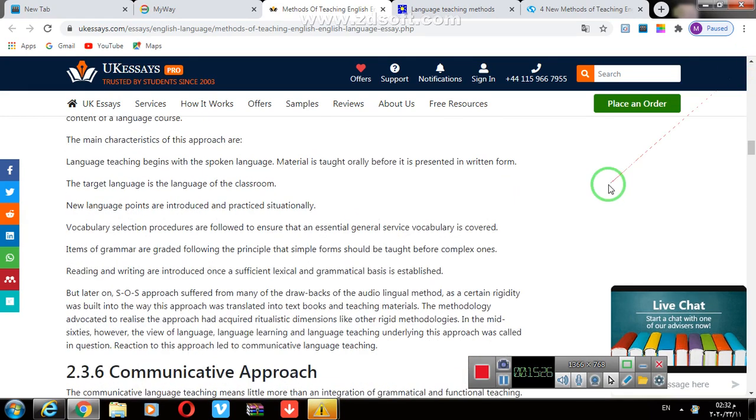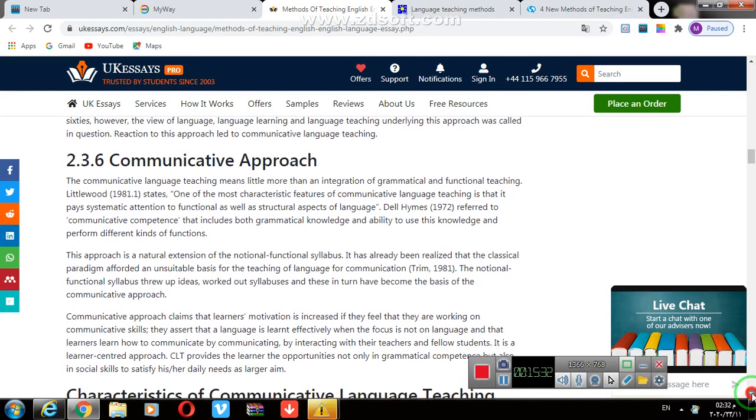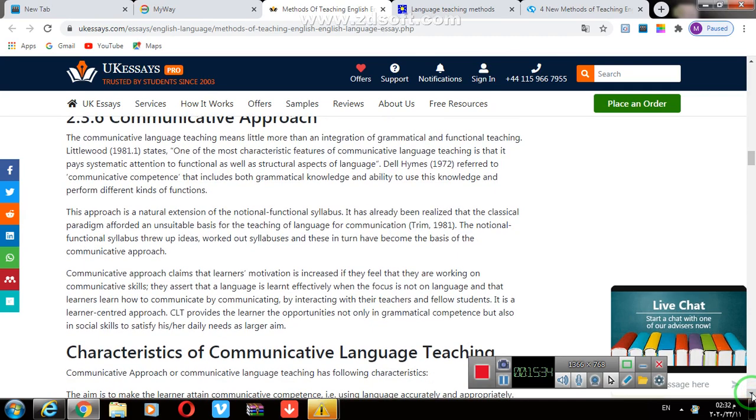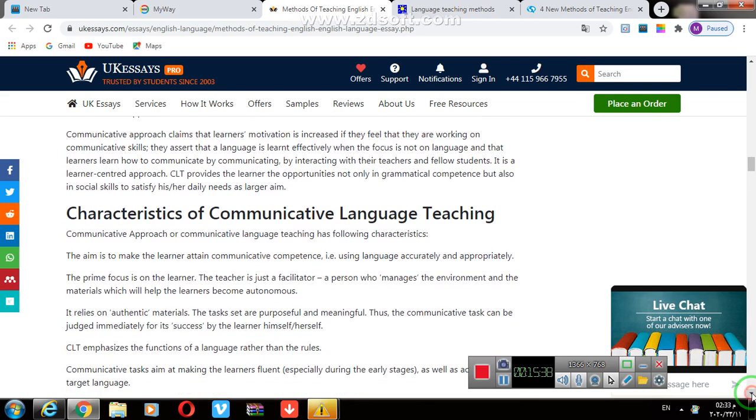Another common method for our lesson of today is the communicative approach. Communicative approach, or we have the method that is communicative language teaching, the CLT method. Since it is communicative language teaching, this method is based upon communication.